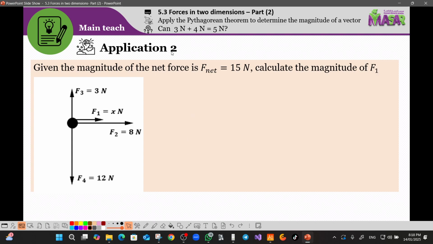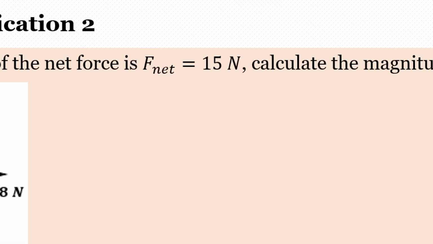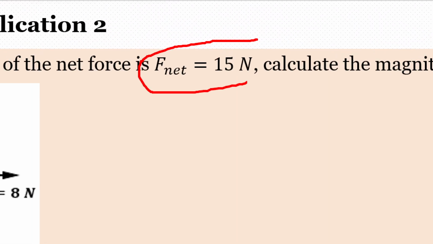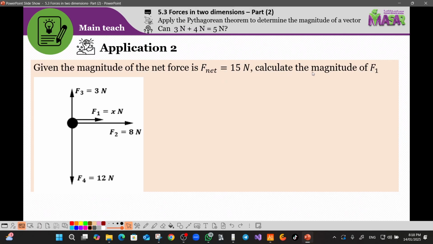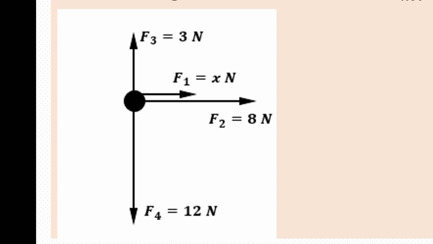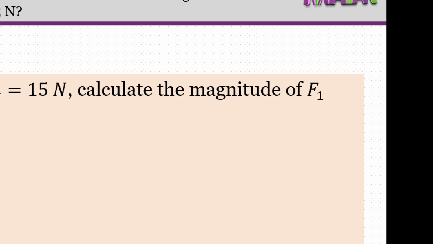Now in application 2, given the magnitude of the net force, F net is equal to 15 Newton. So here, as you can see from the question, they provide me with the F net. They won't ask me about finding the F net, they already give it to me. Now we need to calculate the magnitude of F1. So according to the sketch, or the diagram provided here on the left-hand side, we will notice that F1 is unknown. It's equal to x in Newton. We don't know the numerical value here, and they asked me to find this numerical value.